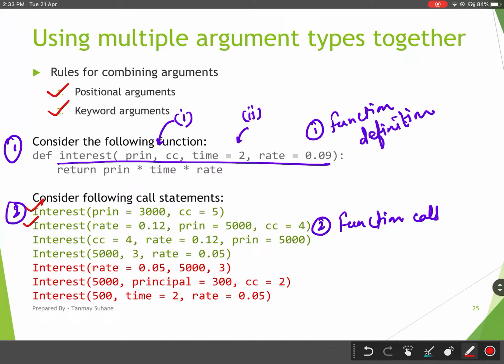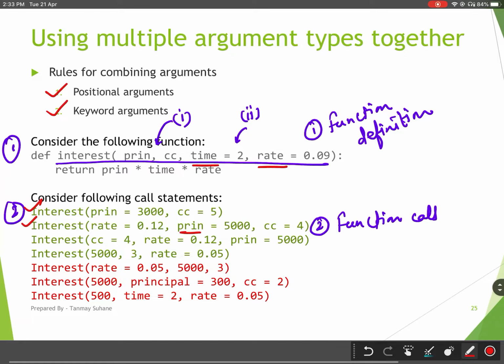You can see we have given default values to time and rate. So if we don't give time and rate, in that case time and rate will be taken by the interest function by default. But we have to give principal and cc to the function call. If we don't give principal or cc to the function call, then our function call will be wrong and it will give us an error.